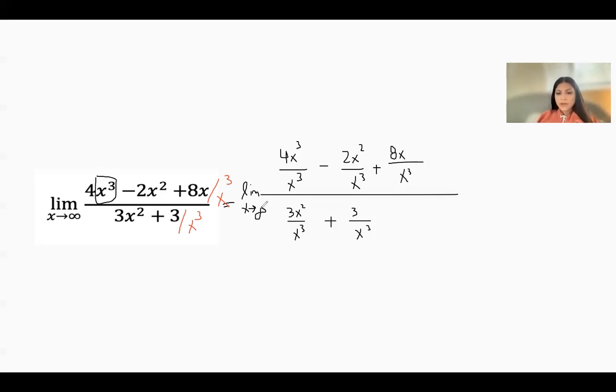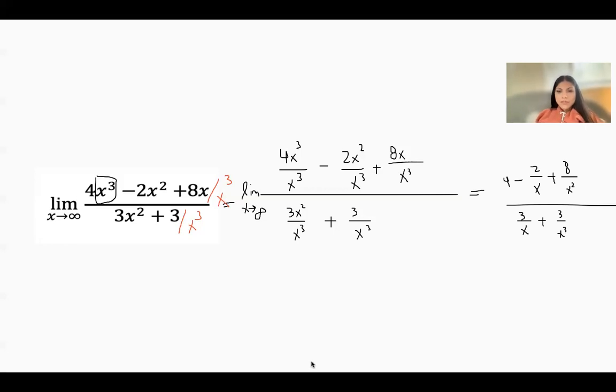Okay, so now we're going to do as typical. We're going to just go back and try to reduce each fraction. Over here, x to the thirds will cancel out. We just get 4. We're going to get 2 over x over here. Then we're going to get plus 8 over x squared, all over 3 over x. And then that last one doesn't simplify. 3 over x cubed.